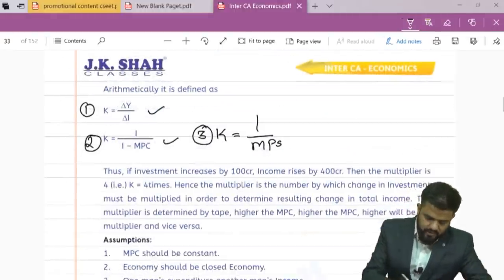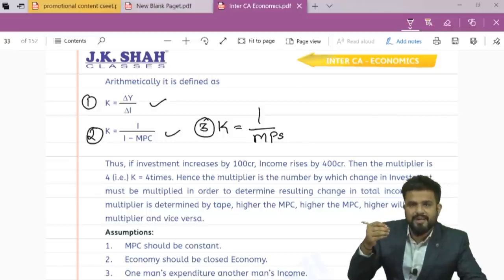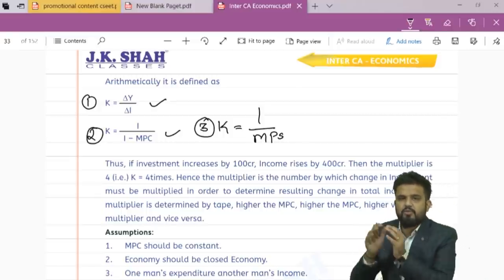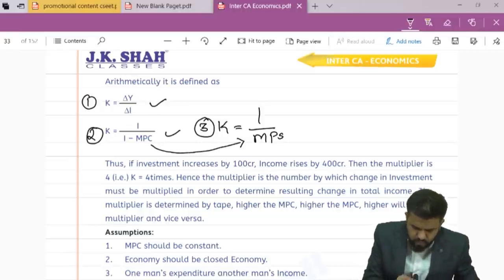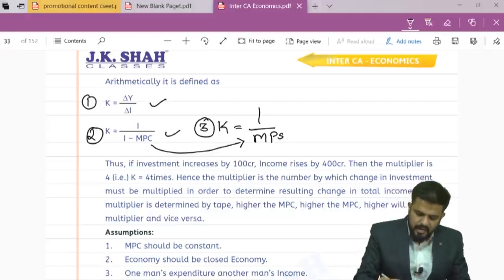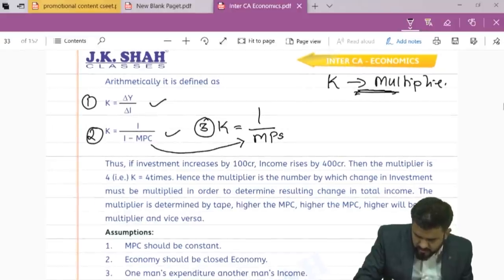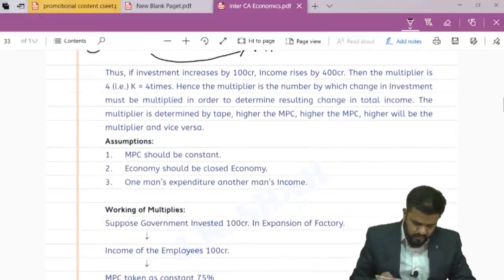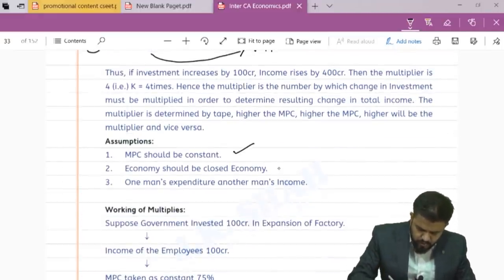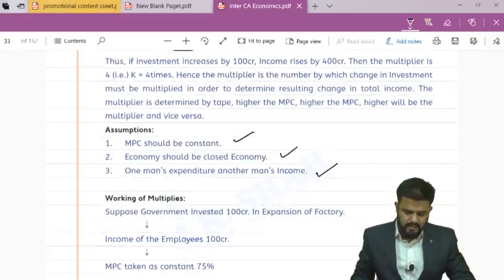Formula: there are a total of 3 formulas. Delta Y upon delta I, then 1 upon 1 minus MPC, and K equals 1 upon MPS. So can I say these formulas will give you the same result? Both are almost the same. And here, students, K denotes the multiplier. It is based on three assumptions: MPC should be constant, the economy should be a closed economy, and one man's expenditure is another man's income.